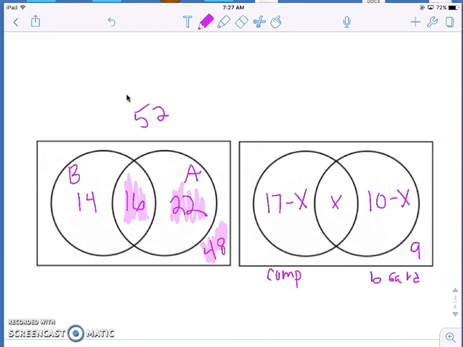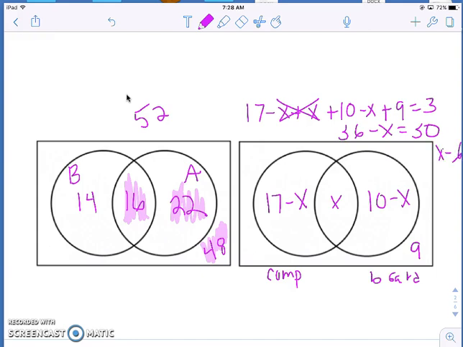Well, what do we know this has to add up to? It's 30. So we could write the equation 17 minus X plus 10 minus X plus 9 has to equal 30. So 27, 36 minus X has to equal 30. So we know that X has to equal 6. So we could rewrite this now. We know that there's 6 here. 17 minus 6 is 11. 10 minus 6 is 4.